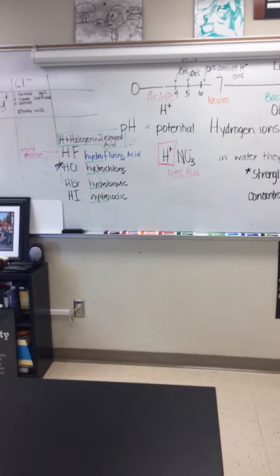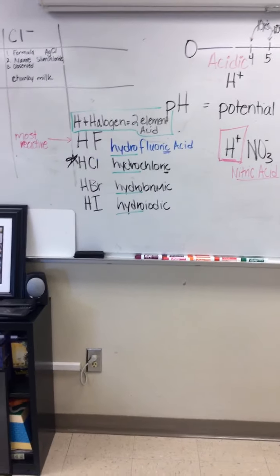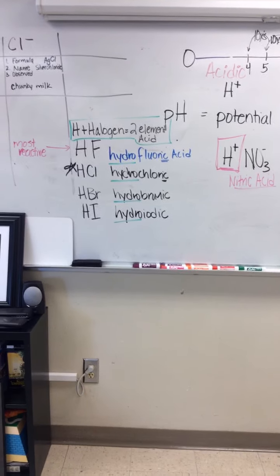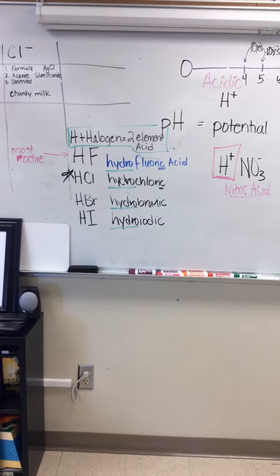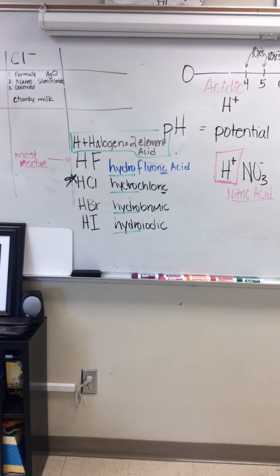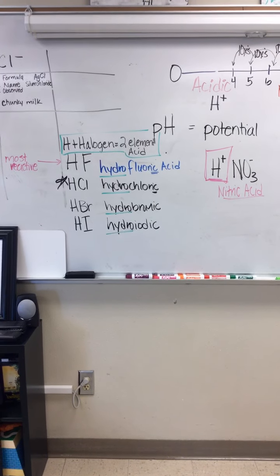So, we talked about a special group of two-element acids. They are formed from a hydrogen ion combined with a halogen. The only 4 halogens that we care about are fluorine, chlorine, bromine, and iodine. Our halogens are in group 17 of the periodic table.